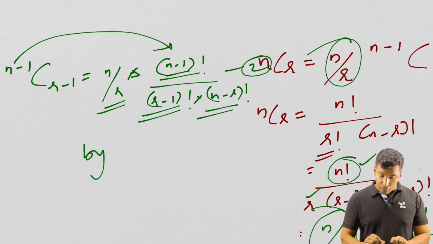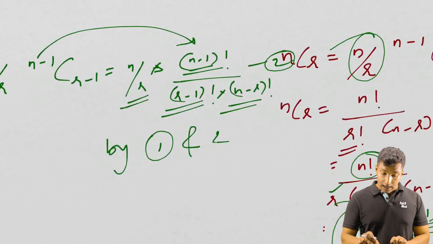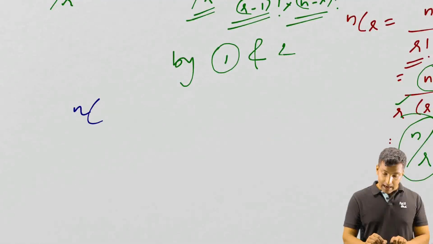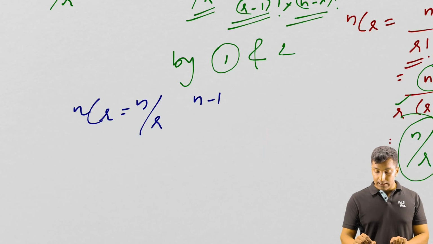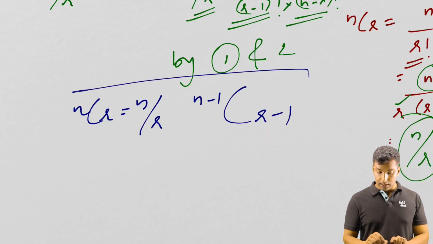So by 1 and 2, you can conclude by saying that nCr is equal to n divided by r into (n minus 1)C(r minus 1). So this is the proof.